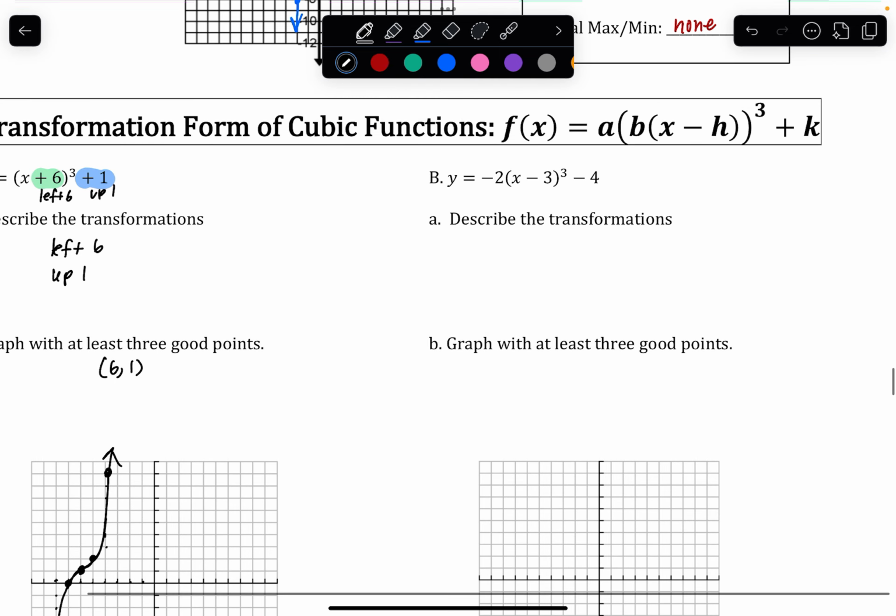Okay, and so for this next one, we have quite a few transformations. We have a reflection across the x-axis. We have a vertical stretch by 2.